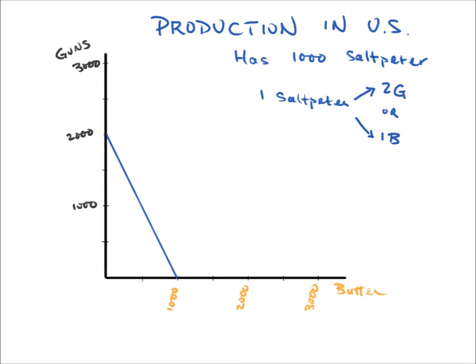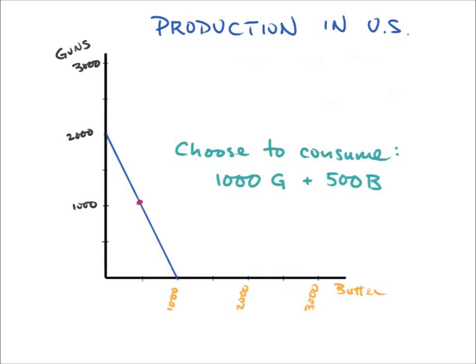Now, if the U.S. is acting on its own, no trade with Canada, it consumes what it produces. Okay? So, just pick an arbitrary point. For the sake of this example, let's suppose that the U.S. spends half its resources to make guns, the other half to produce butter. And so the U.S. is producing 1,000 guns, producing 500 butter, and if it's on its own, it consumes what it produces. Okay, now let's flip over to Canada.